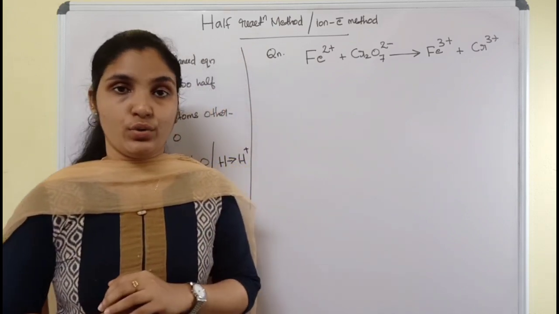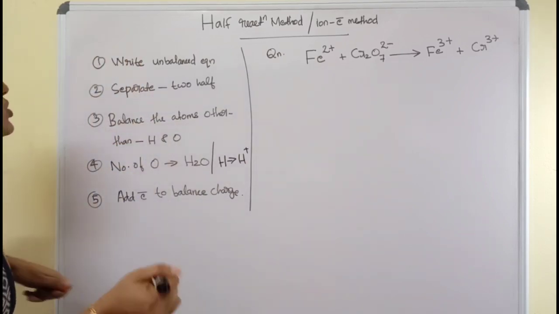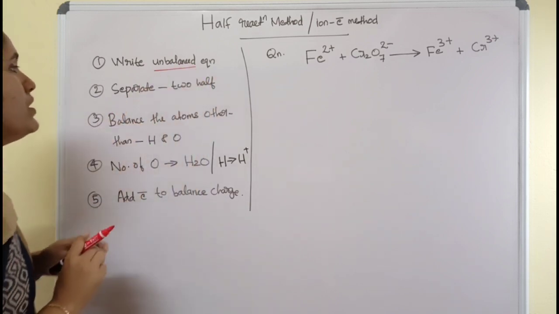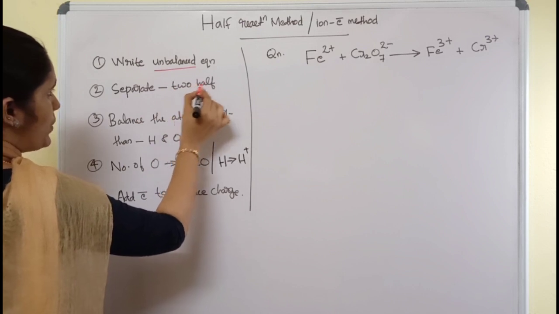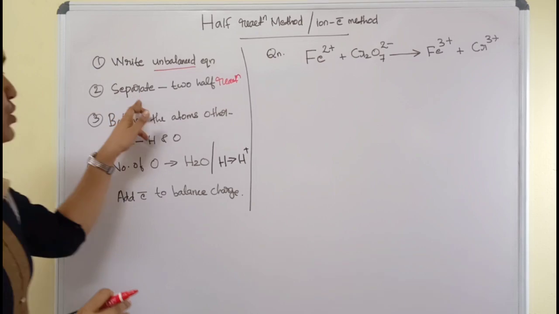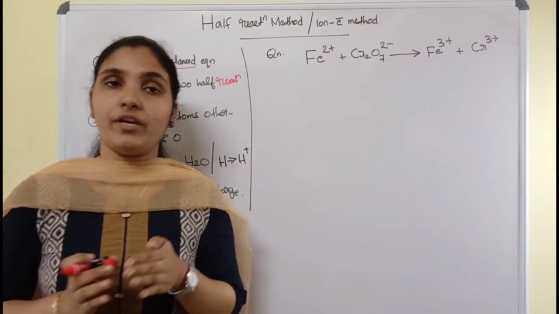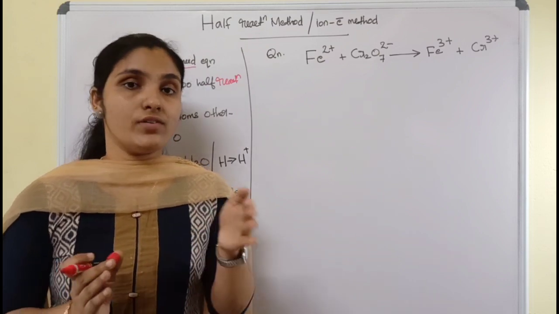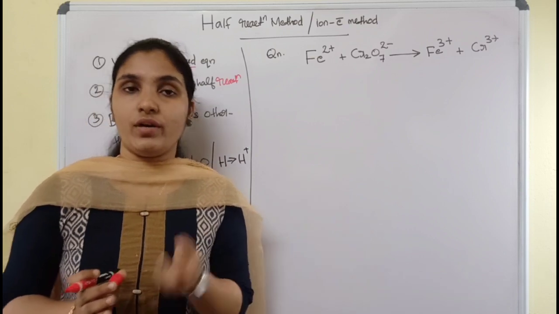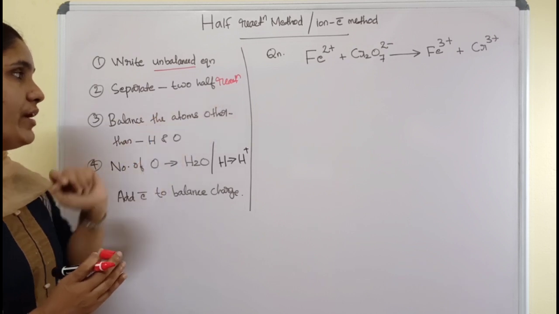So first of all, let's see the rules. The first step is to write the unbalanced equation. The second step is to divide the equation into two half reactions. Half reaction in the sense that the entire equation should be divided into an oxidation half and a reduction half. That's why the method is called the half reaction method.